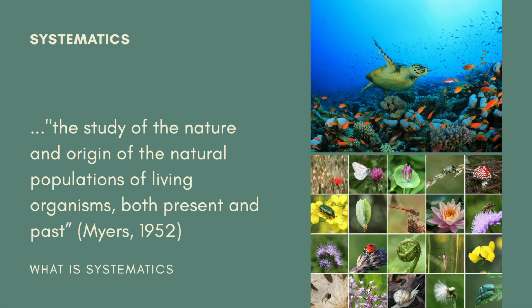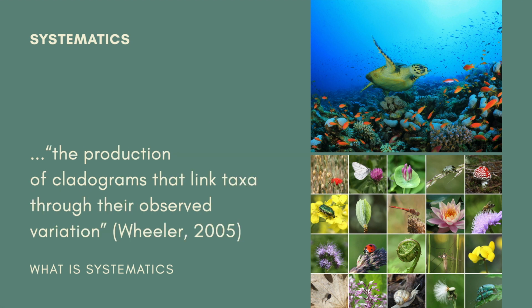But systematics, on the other hand, is the study of nature and origin of the natural population of living organisms, both present and past, according to Mayr. So that's systematics for Mayr. For Wheeler, it is the production of cladograms that link taxa throughout their observed variation. Because in systematics, we use cladograms or trees, kind of like those trees of life that we always see in movies. That's what systematics is usually concerned with.